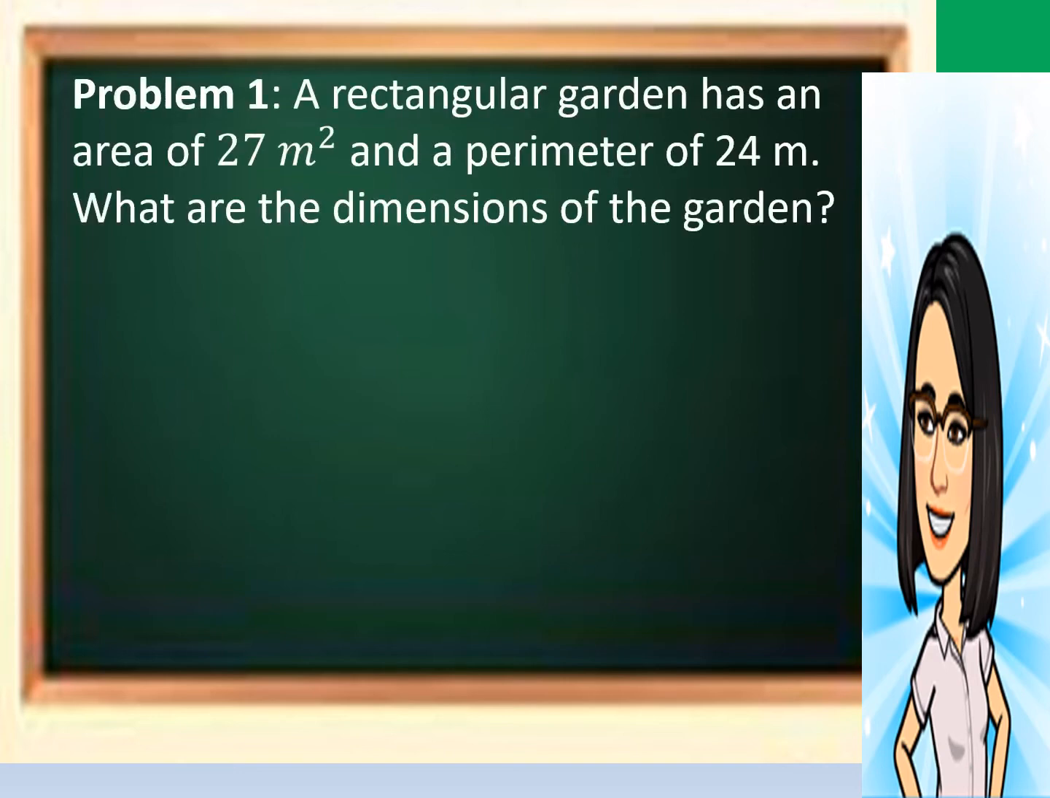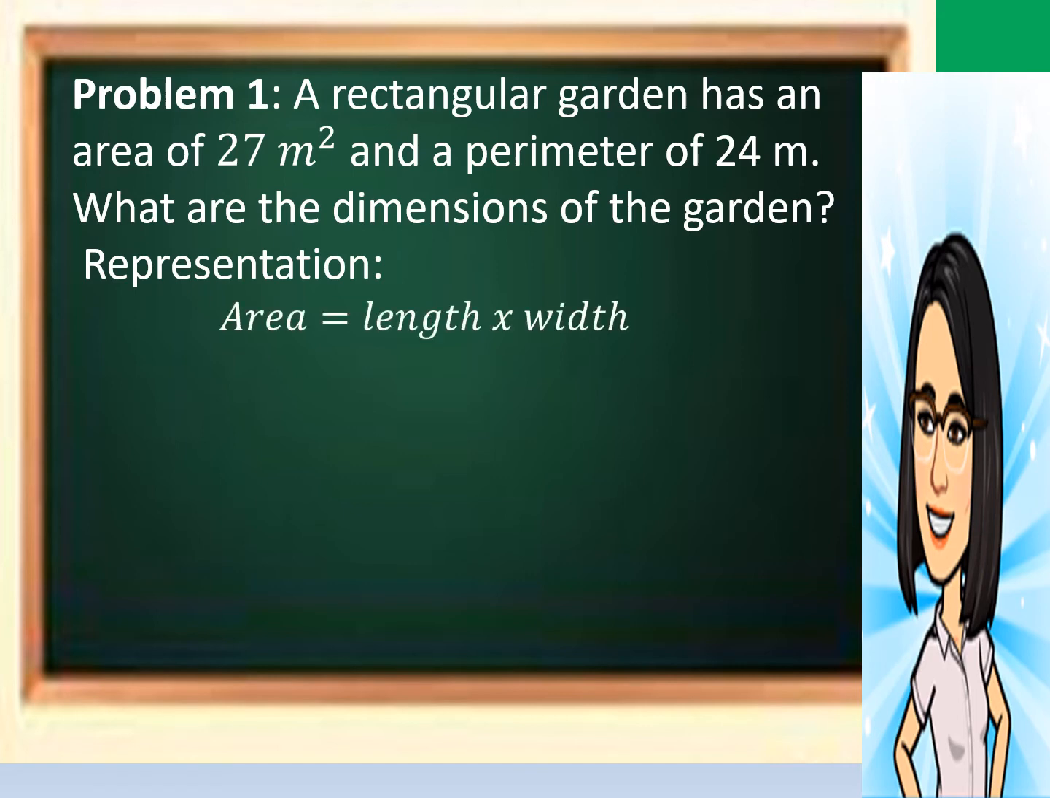For problem 1, which is a geometry-related problem: a rectangular garden has an area of 27 square meters and a perimeter of 24 meters. What are the dimensions of the garden? Let us analyze the problem by writing the representation.